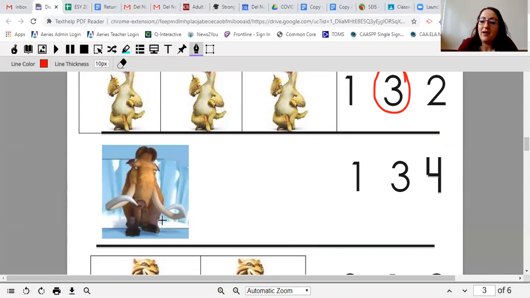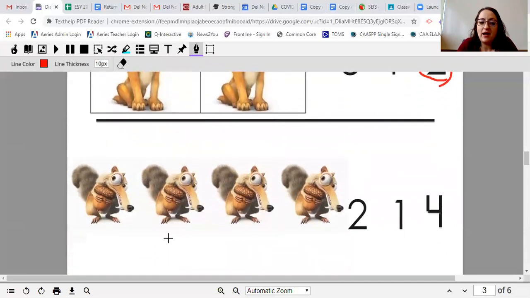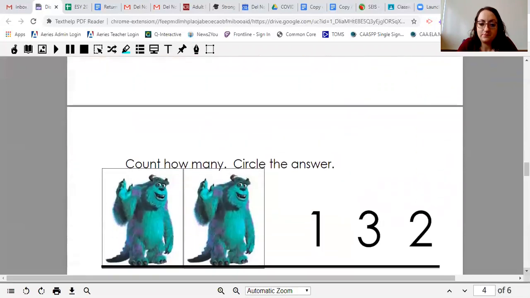So we're going to count how many woolly mammoths we got. So we have 1. We see the 1 and circle it. Now we have our saber-toothed tiger. So we're going to go 1, 2. We're going to find the number 2 and circle it. Here we got to see how many squirrels we have. So we have 1, 2, 3, 4. We're going to look at the numbers, find our 4, and circle it.